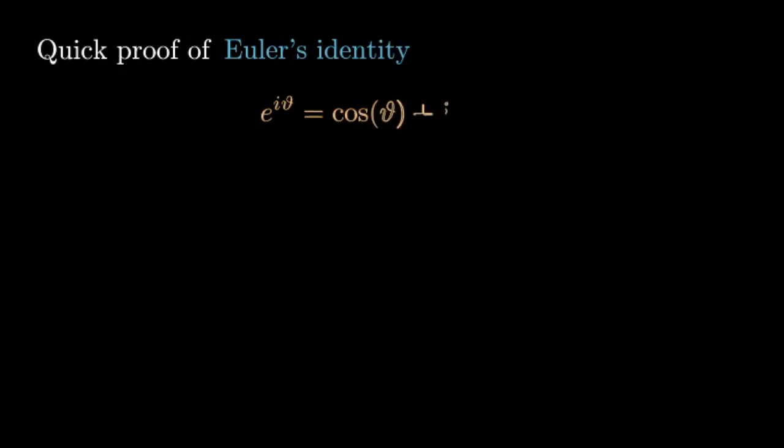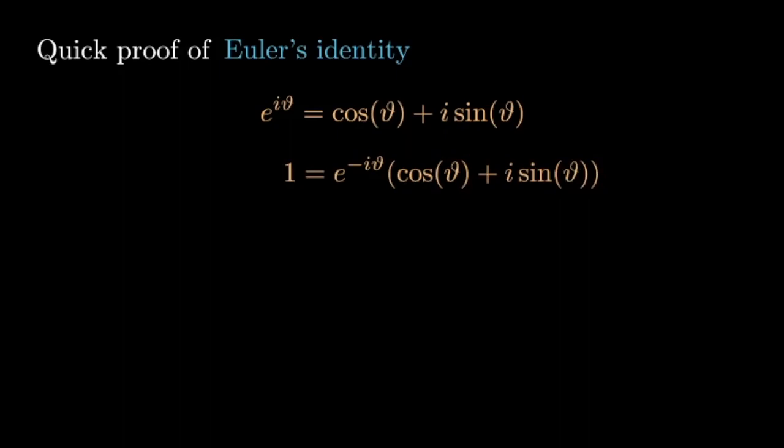It turns out that there's a beautiful relation between exponentials and trigonometric functions that is bridged using complex numbers, and that's called Euler's identity. Euler's identity says that e to the i theta is equal to cosine of the argument plus i sine of the argument, so cosine theta plus i sine theta. So what we're going to do is actually give a quick proof of Euler's identity. If we divide both sides of Euler's identity by e to the i theta, we find that 1 is equal to e to the minus i theta times cosine theta plus i sine theta.